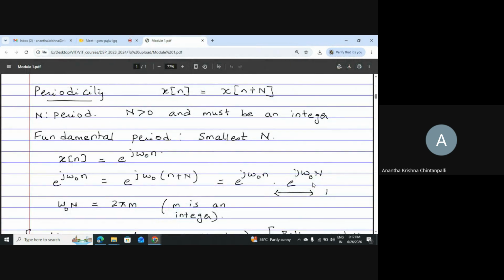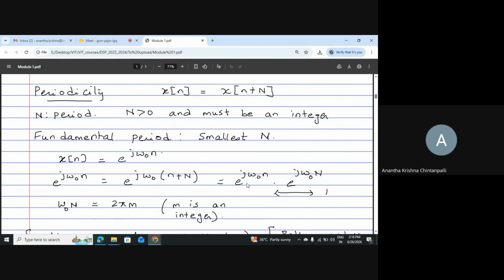Now I am going to go back to the same logic and try to see, for the complex exponential sequence, what the periodicity is. So we know x of n is equal to e to the power of j omega naught n. Now I replace n by n plus capital N, giving e to the power of j omega naught (n plus capital N).